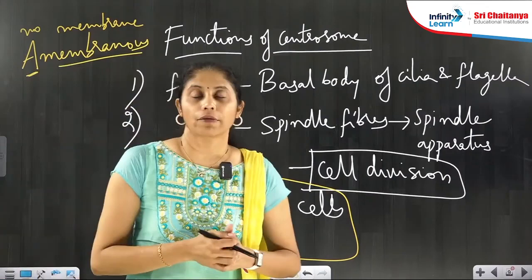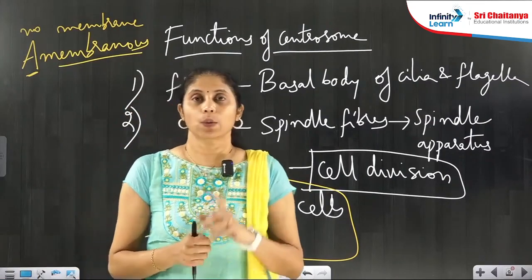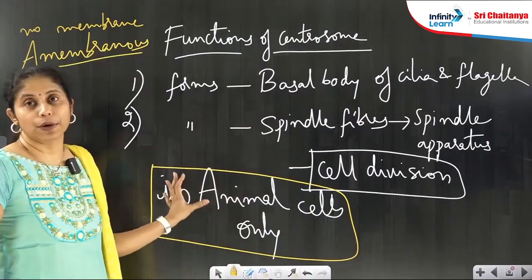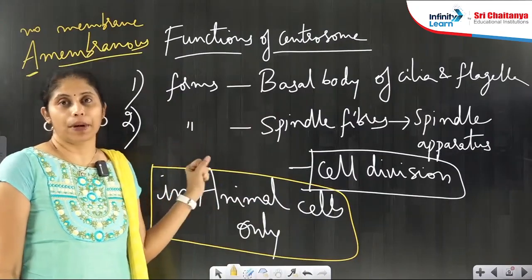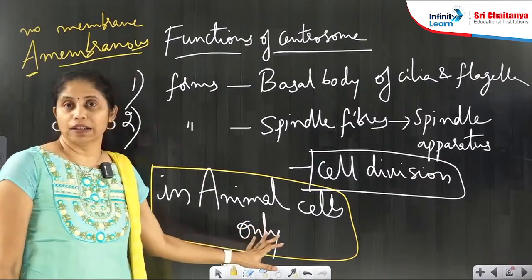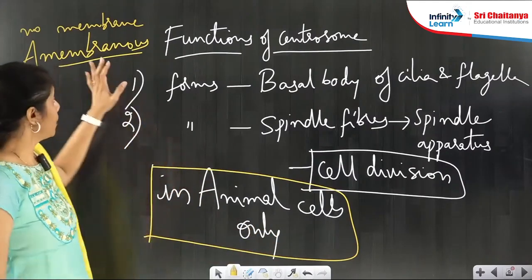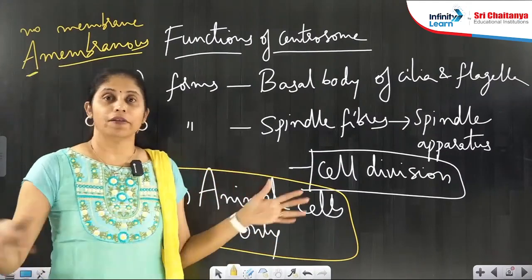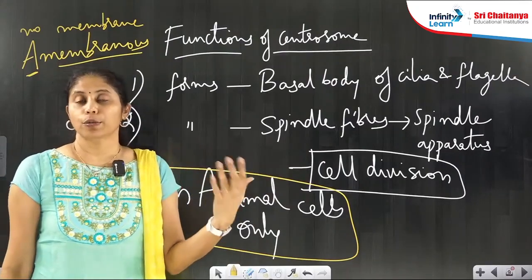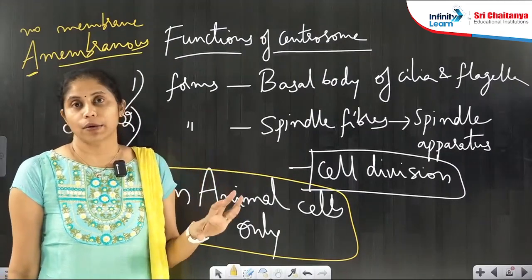So until now you have got two amembranous cell organelles. One is ribosome and another one is centrosome or centrioles, because they are not covered by any membrane. So amembranous cell organelles present in the animal cells means centrioles. Amembranous cell organelles present in all living organisms, all the living cells, are ribosomes, because they are present in both prokaryotes, eukaryotes, plant and animal cells.